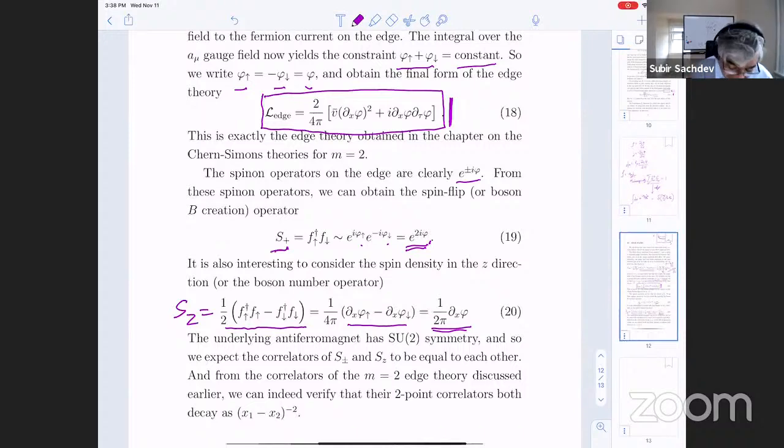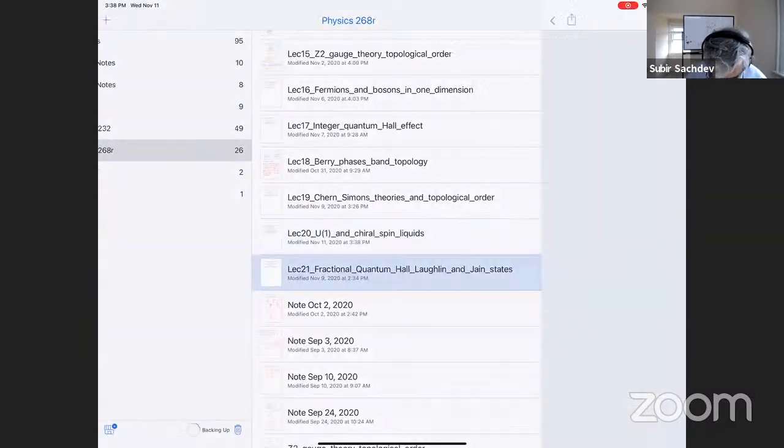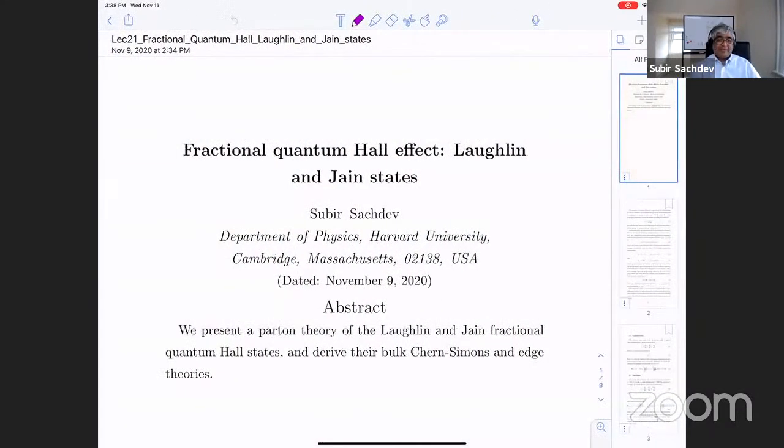Okay, so now, let's move on. We can do the next chapter. We have all this powerful technology. Let's apply finally then the famous fractional quantum Hall states. Let's use this approach to get some understanding of the fractional quantum Hall states, which are, of course, the topological states that are best studied experimentally.